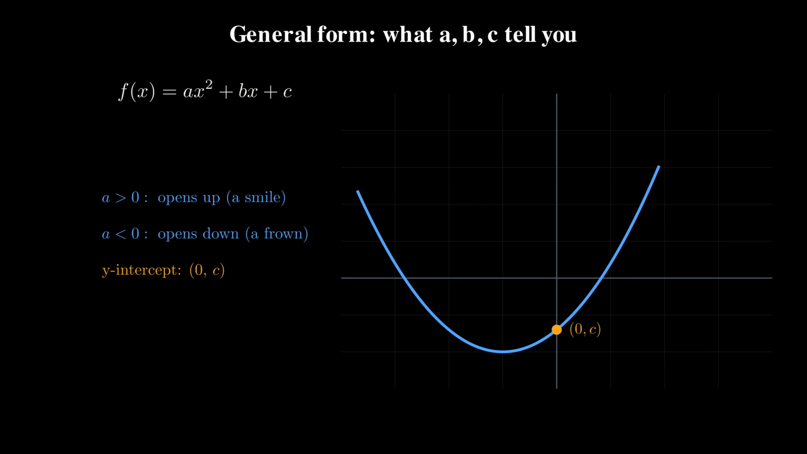And the middle term b, together with a, fixes the axis of symmetry, the vertical mirror line down the middle of the parabola. x equals minus b over 2a. Memorize that one. Minus b over 2a. It locates the turning point in a single line, and we will prove exactly where it comes from very soon.